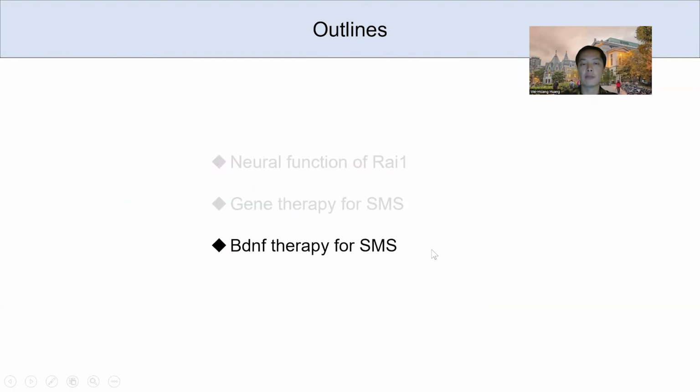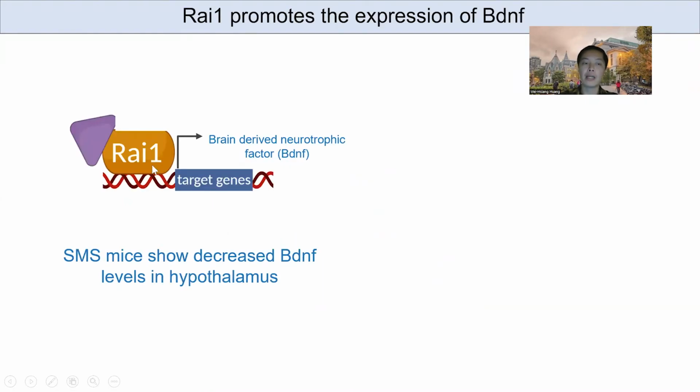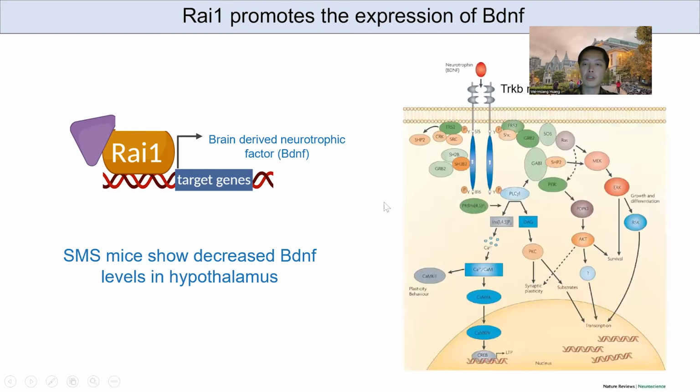So the final part of the project, also the part I'm more excited about, is developing a BDNF therapy for SMS. In our previous work, we found that RAI1 is a protein that binds to DNA and then upregulates or downregulates a lot of different target genes. One of the important target genes of RAI1 is called brain-derived neurotrophic factor, or BDNF. And SMS mice, because they have less RAI1, have decreased BDNF expression in the hypothalamus.